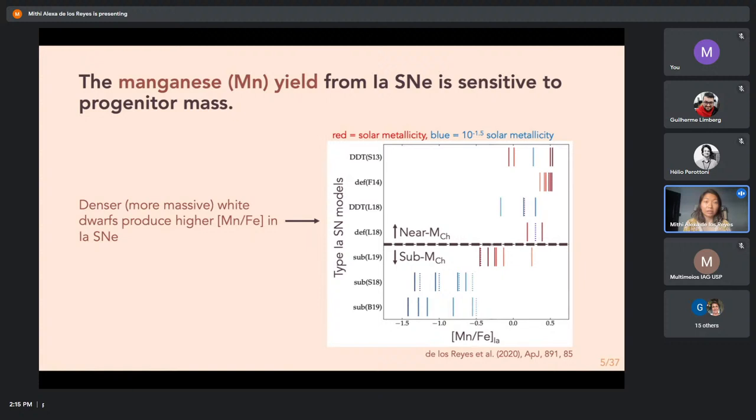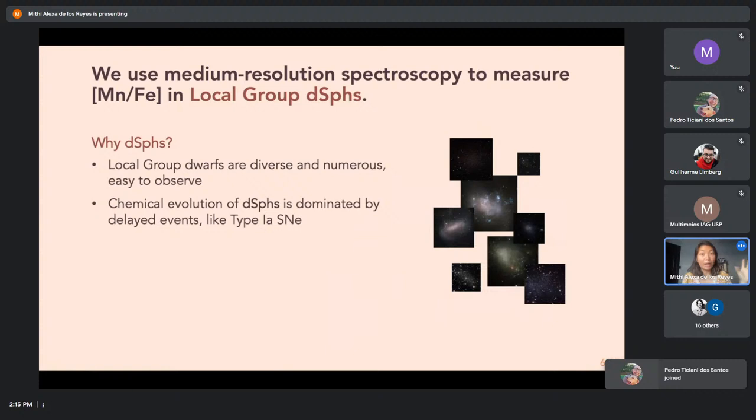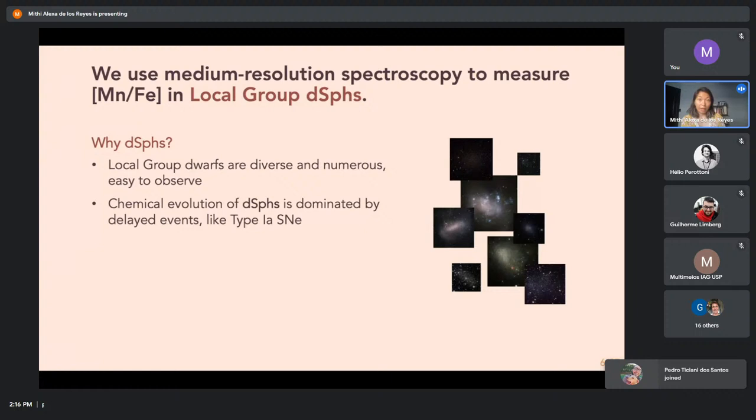The idea is to measure manganese from past type 1a supernovae that have since been incorporated into stars that are alive today. And in particular, I'm going to look at stars in local group dwarf spheroidal galaxies. So again, these dwarf galaxies, there's a lot of them, and they're very diverse. And because they're in the local group, they're also pretty easy to observe. The major things affecting their chemical composition.